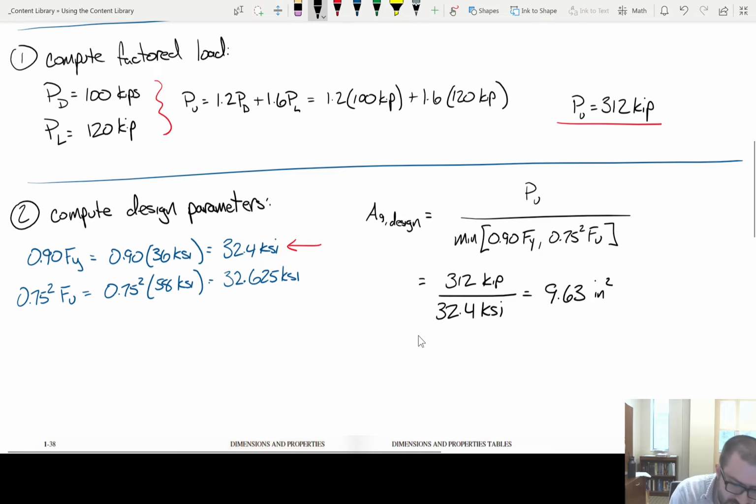Finally, we do also need an L over R design, which is L over 300. Remember, I already converted the L to inches. It was 252 inches.